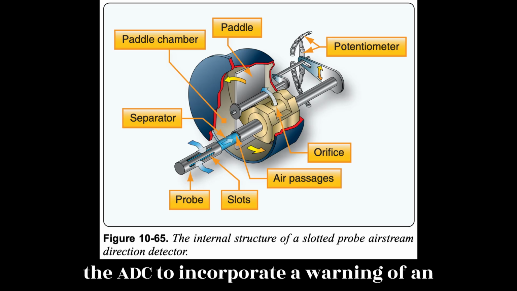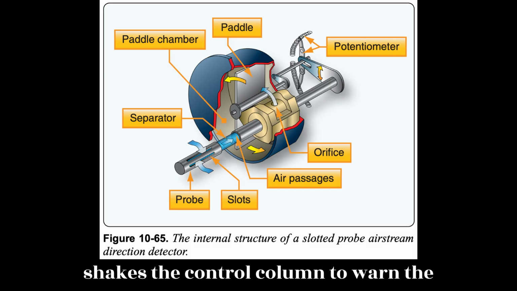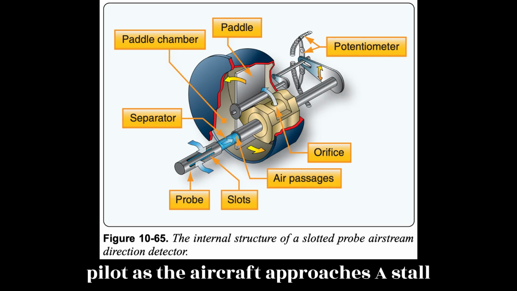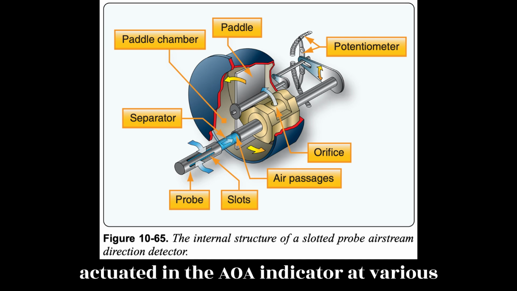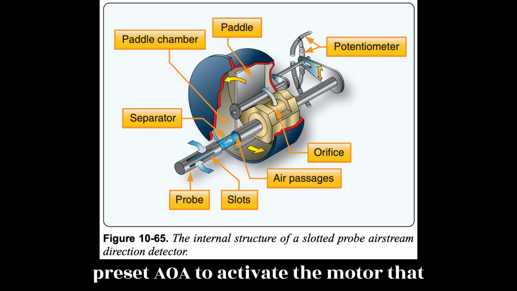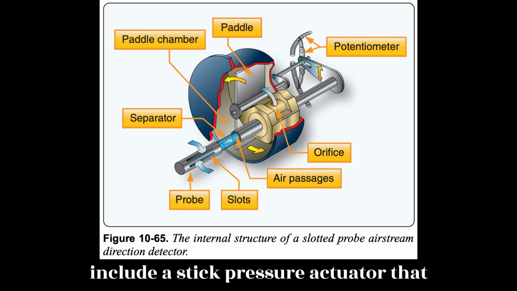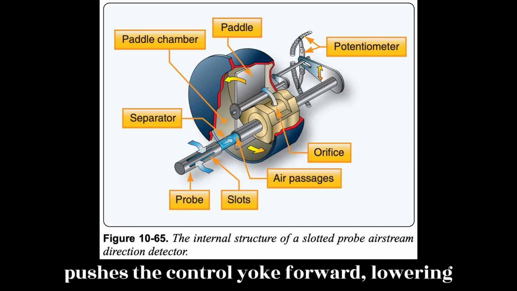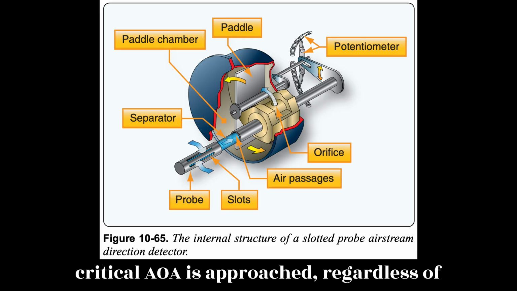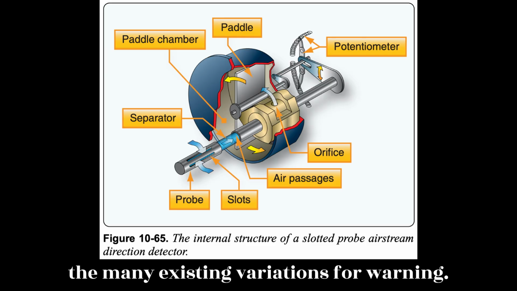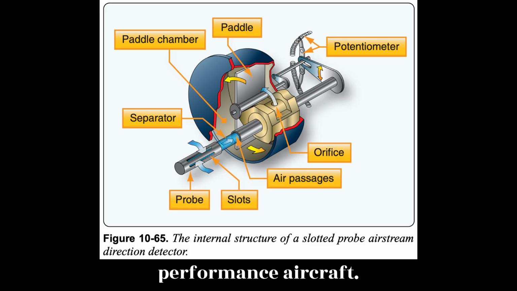To incorporate a warning of an impending stall, many AOA systems signal a stick shaker motor that literally shakes the control column to warn the pilot as the aircraft approaches a stall condition. Electrical switches are actuated in the AOA indicator at various preset AOA to activate the motor that drives an unbalanced weighted ring, causing the column to shake. Some systems include a stick pusher actuator that pushes the control yoke forward, lowering the nose of the aircraft when the critical AOA is approached. Regardless of the many existing variations for warning of an impending stall, the AOA system triggers all stall warnings in high-performance aircraft.